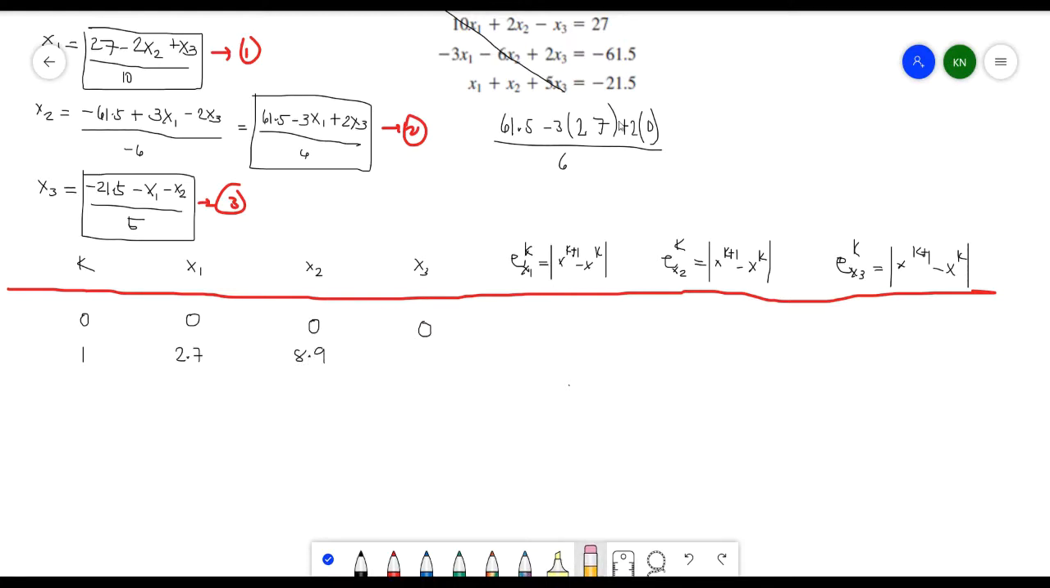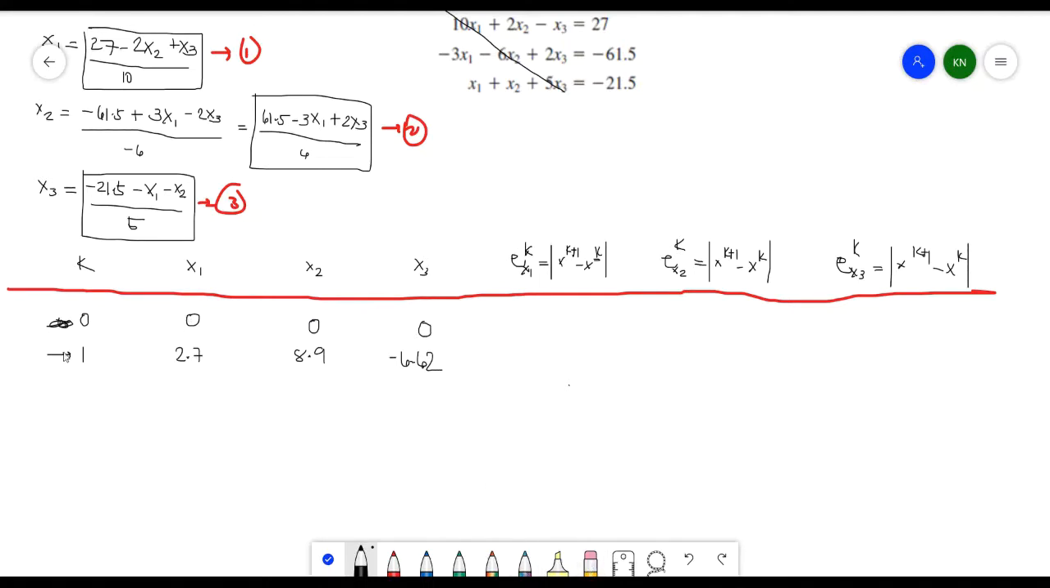The same process for x sub 3: we substitute x sub 1 and x sub 2, since we already got their values. So negative 21.5 minus 2.7 minus 8.9, divided by 5, that is negative 6.62. Afterwards, in getting the relative error of our x sub 1, x sub 2, and x sub 3, you just have to subtract x raised to k plus 1 minus x raised to k. What do we mean by that? Our initial value, or our k earlier, was 0, right? So you just have to subtract the value of our x sub 1 by its previous value.